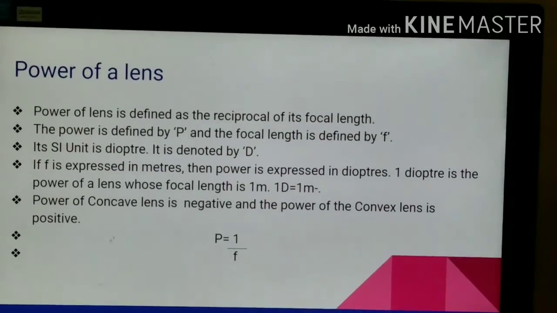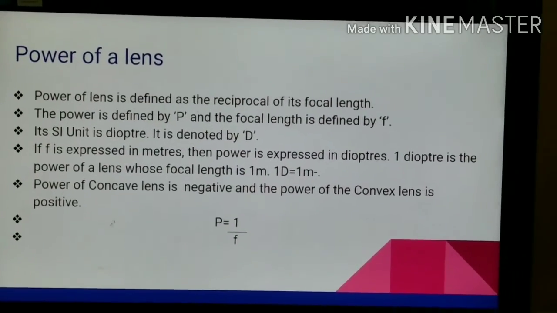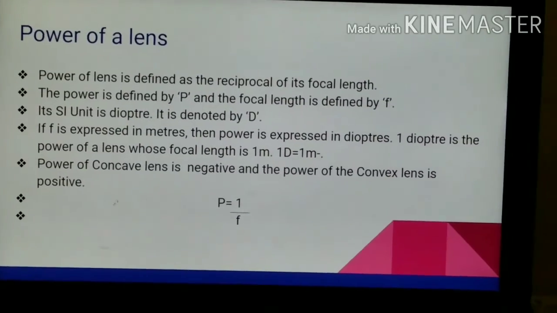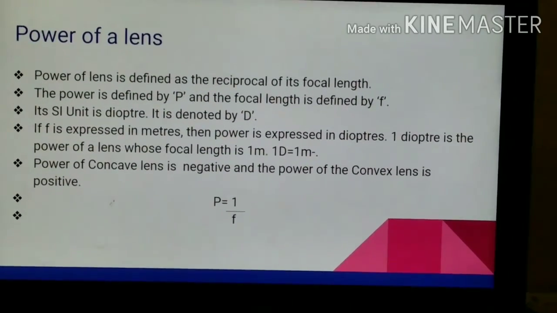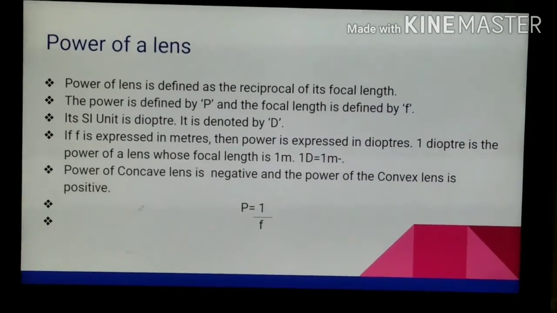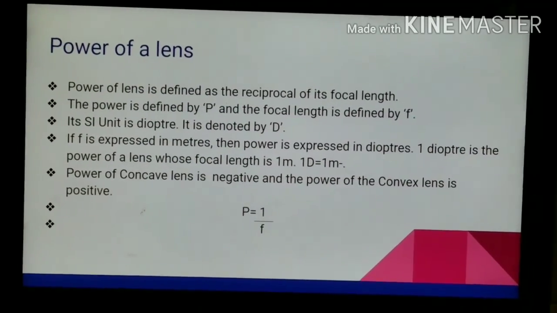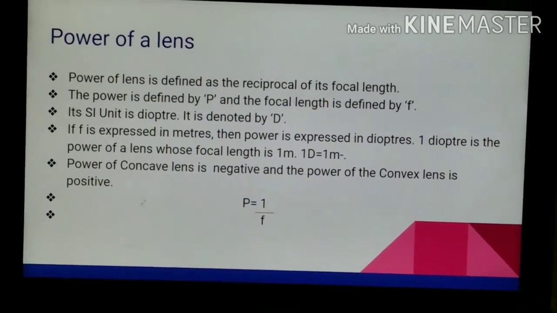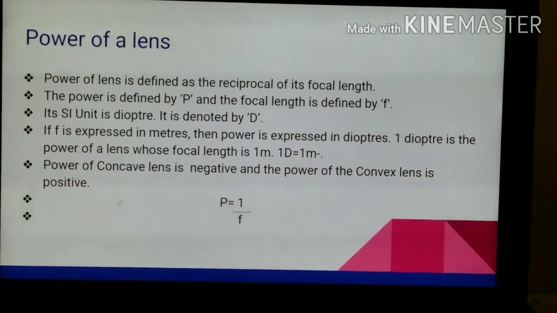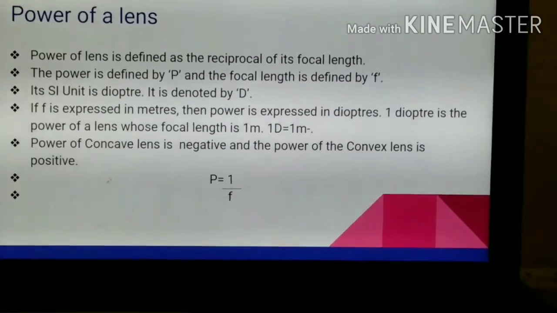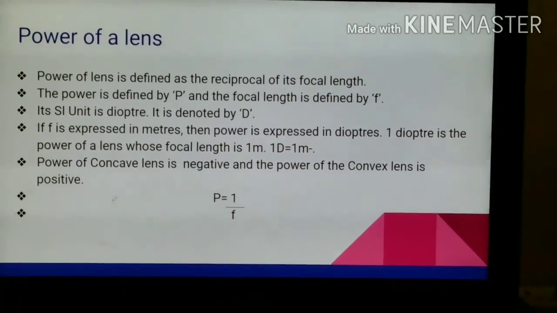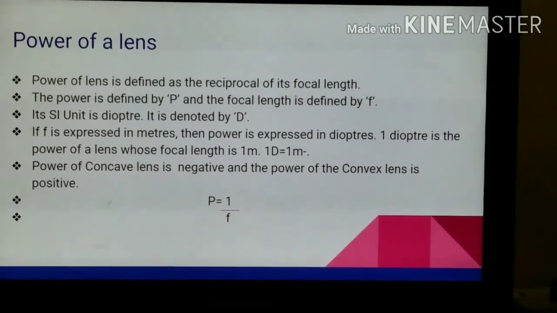Now let us discuss power of a lens. Power of a lens is defined as the reciprocal of its focal length. It is denoted by P and the focal length is denoted by f. Its SI unit is the diopter and it is denoted by D. If f is expressed in meters and power is expressed in diopters, 1 diopter is the power of a lens whose focal length is 1 meter. 1 D is equal to 1 meter inverse.